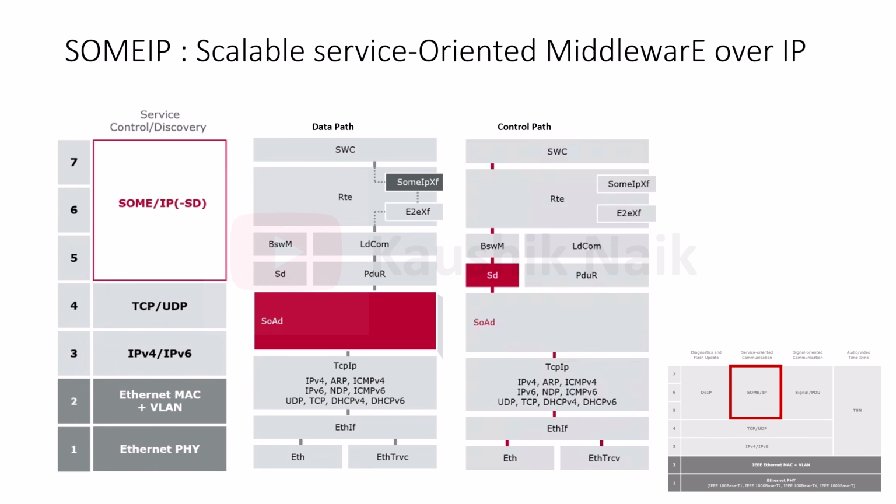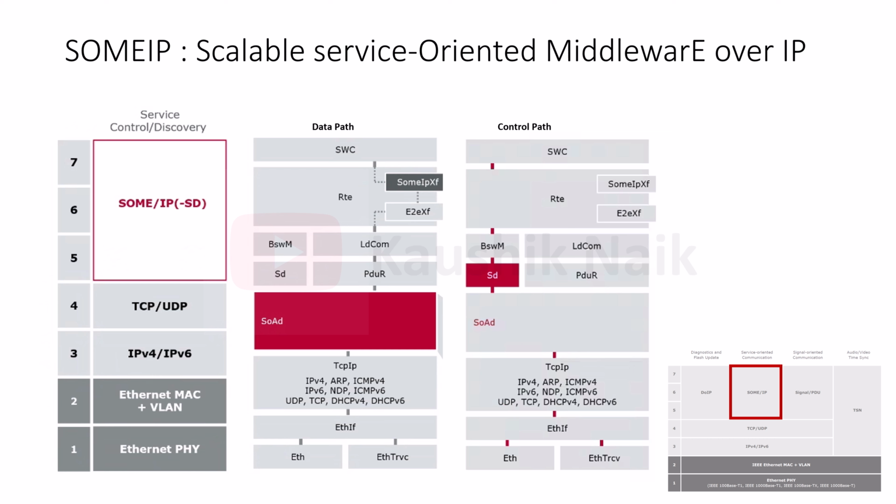The third application area is one of the hot topics now when it comes to service-oriented communication, that is SOME/IP. It is abbreviated as Scalable Service-Oriented Middleware over IP. As the name suggests, this protocol lies between layers 5 and 7 of the OSI layer. SOME/IP has two paths as shown in the figure. One is the data path and another is the control path.